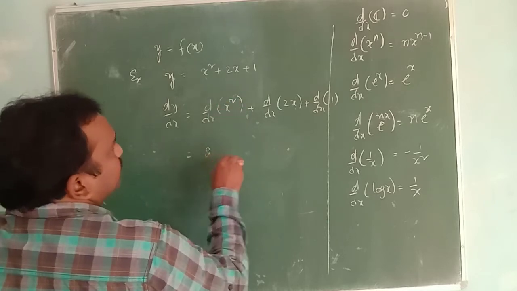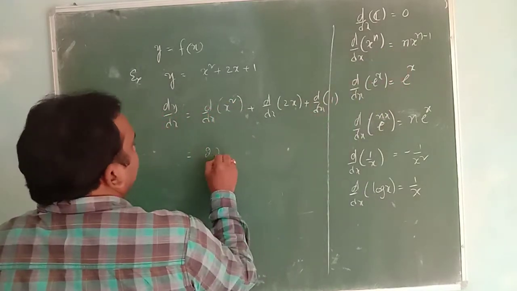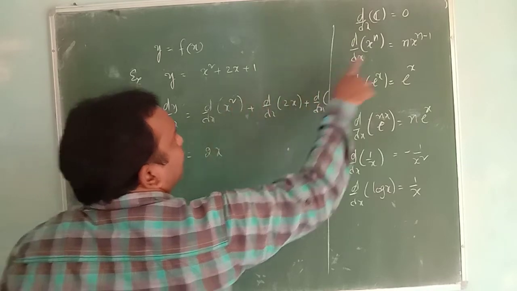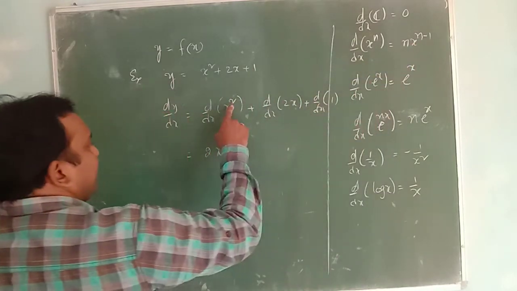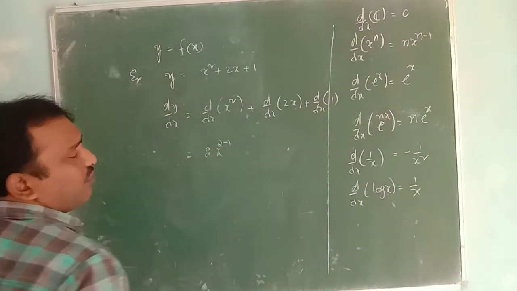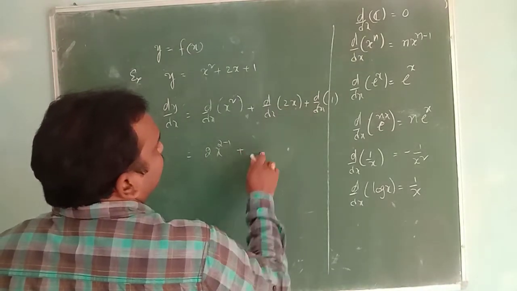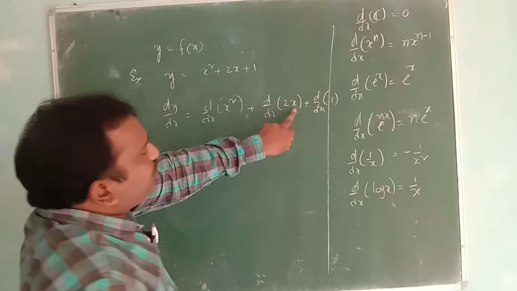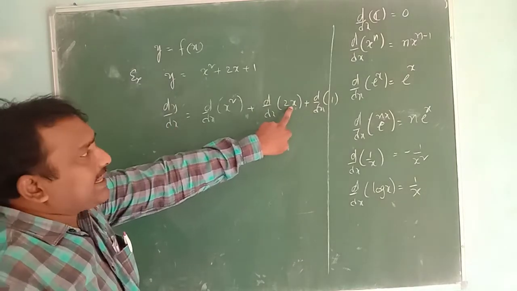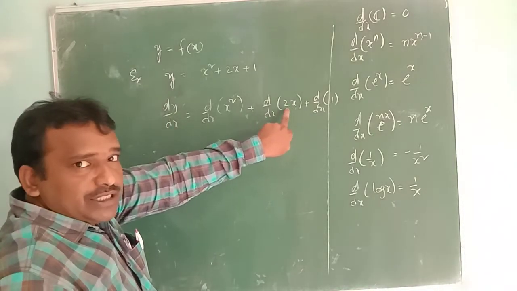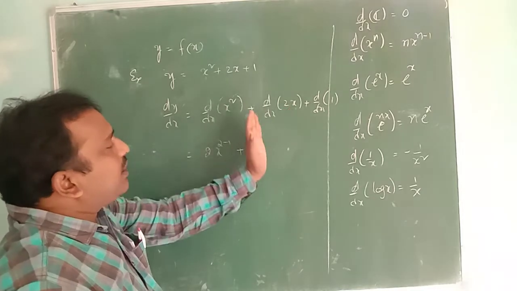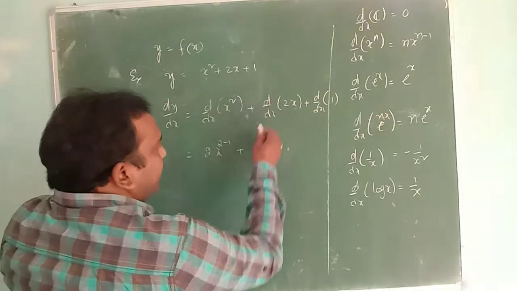So 2 into x power of n minus 1, here n is 2, minus 1, plus d by dx of 2x. See here, 2 into x, x is multiplied with the 2. It is a constant. That 2 can be taken outside of the d by dx.